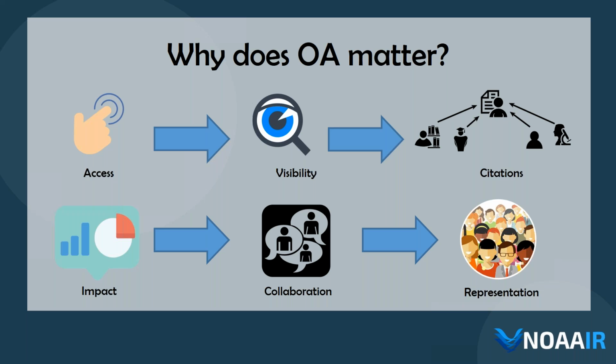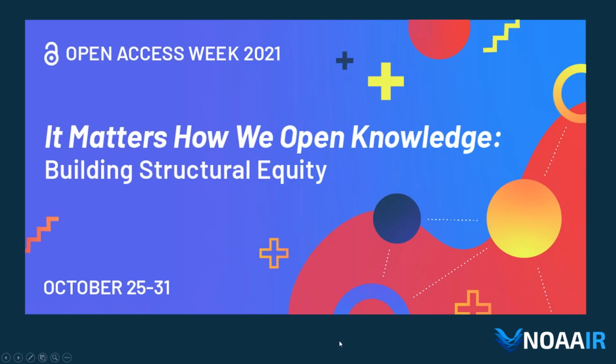Increasing representation in the field is a good thing, which leads to the impetus for focusing on open access this month, which was about representation. October is the home of Open Access Week. Open Access Week is October 25th through the 31st. And why I have this here is because this year, the theme for Open Access Week is all about diversity, equity, inclusion, and accessibility, specifically building structural equity.